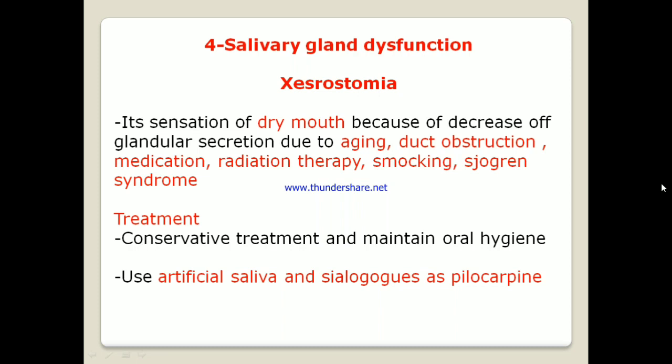Salivary gland dysfunction. Xerostomia is the sensation of dry mouth because of decreased glandular secretion due to aging, duct obstruction, medication, radiation therapy, smoking, or Sjogren's syndrome. Treatment: conservative treatment and maintaining oral hygiene. Use artificial saliva and sialagogues such as pilocarpine.